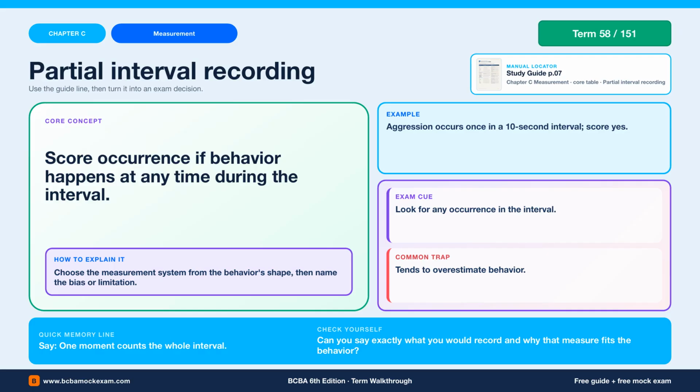Partial interval recording. Partial interval recording scores behavior if it occurs at any point during the interval. For example, aggression occurs for 2 seconds in a 30-second interval, and the interval is scored. The exam cue is any occurrence during the interval. The trap is forgetting the bias. Partial interval recording tends to overestimate behavior. Memory line: Partial interval is broad.